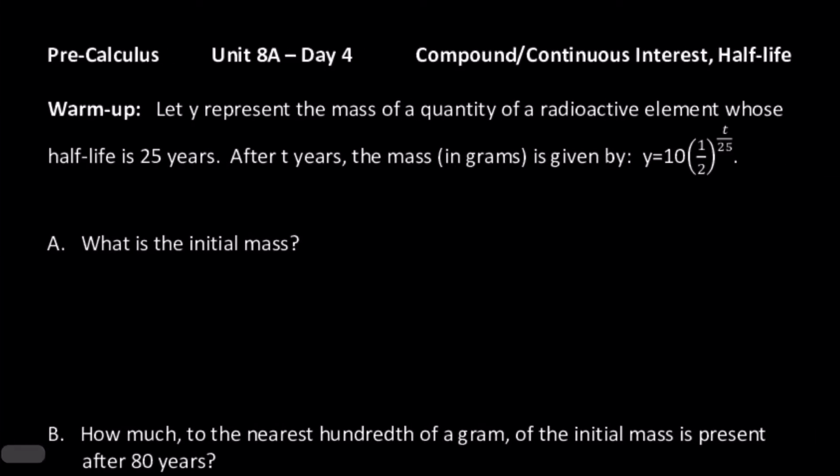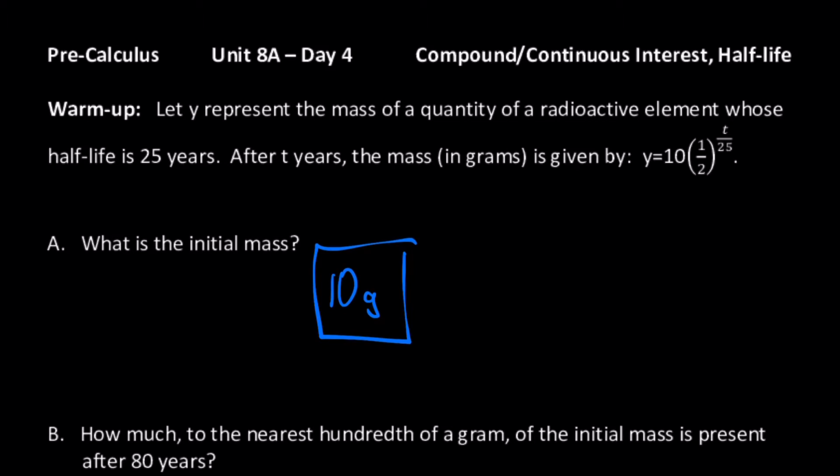All right, first example here. Let Y represent the mass of a quantity of a radioactive element whose half-life is 25 years. After T years, the mass in grams is given by Y equals 10 times 1/2 to the T over 25. What is the initial mass? Well, the initial value is always the A value in front right there, so that's pretty straightforward, 10 grams.